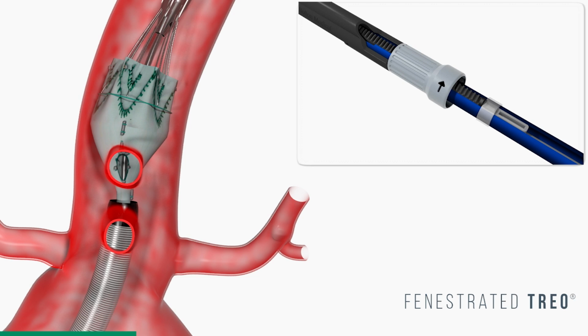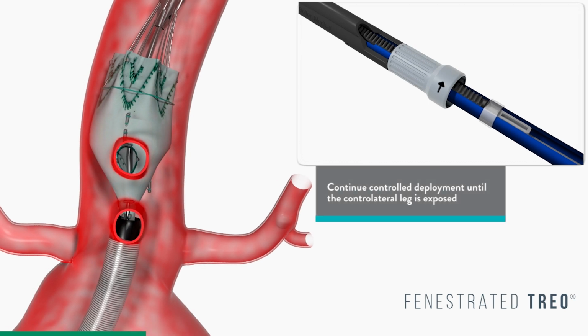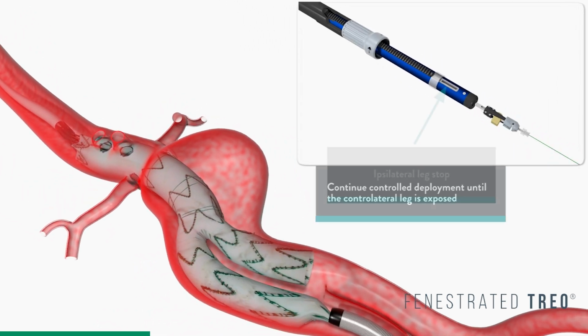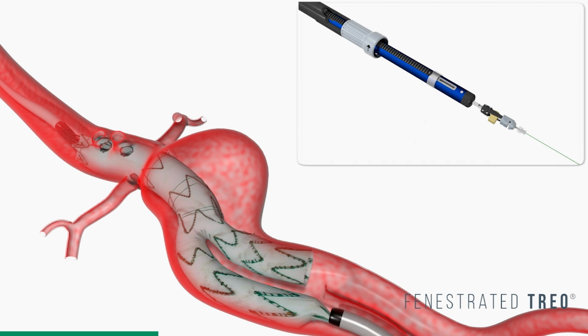Until the release wire is removed, it remains possible to rotate the stent graft with the black handle to reposition fenestrations. Continue deployment until the contralateral gate is released and the ipsilateral leg is still constrained in the sheath. The ipsilateral leg stop mechanism ensures that the ipsilateral leg can't be deployed at this stage. This will secure the distal end of the device using the ipsilateral leg.